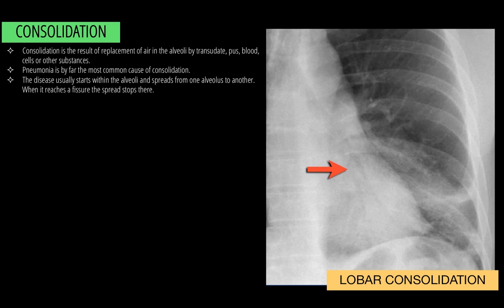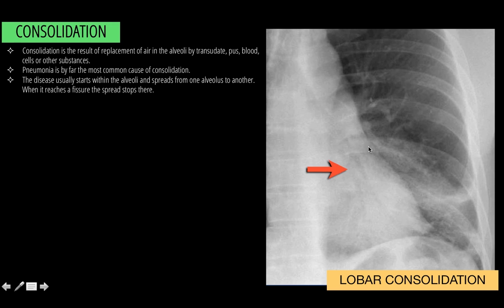So just carrying on with the notion of consolidation, pneumonia is by far the most common cause of consolidation, and the disease will usually start within the alveoli and then spread from one alveolus to the next. When it reaches a fissure, however, the spread is going to stop there, and that is why we have the ability to differentiate particularly lobar consolidation, as it's going to be localized to a particular lobe or segment.